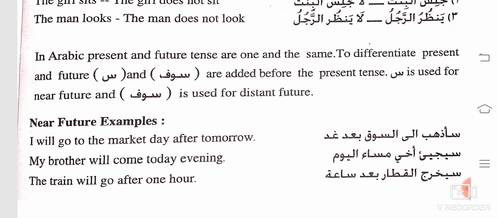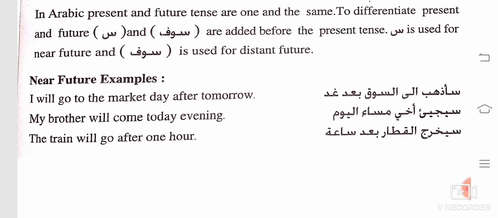Then here is another rule. In Arabic, present and future tense are one and the same. There is no separate word for present and future. Only one word, the same word, is used for both present and future. But to differentiate present and future, sa and saufa are added before the present tense to make the future tense clear. Sa is used for near future and saufa is used for distant future.